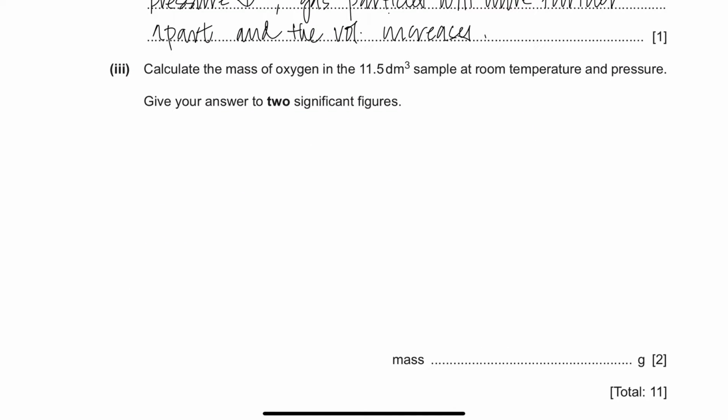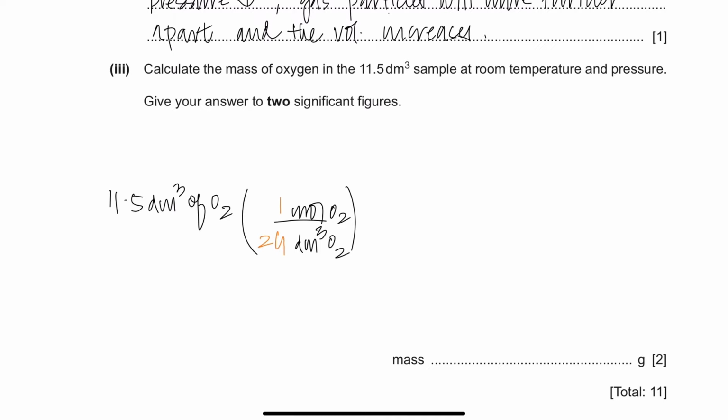Now, calculate the mass of oxygen in 11.5 decimeter cube of sample. So you have 11.5 decimeter cube of oxygen. You don't need decimeter cube of oxygen, so it needs to be cancelled out. The only way you could do that is by using the relationship between moles of oxygen and decimeter cube. And that is, 1 mole of oxygen will have 24 decimeter cube of oxygen. But now you don't need moles of oxygen, so that'll also need to be cancelled out. You need grams of oxygen, the mass. And the relationship is, 1 mole of oxygen actually has 32 grams of oxygen.